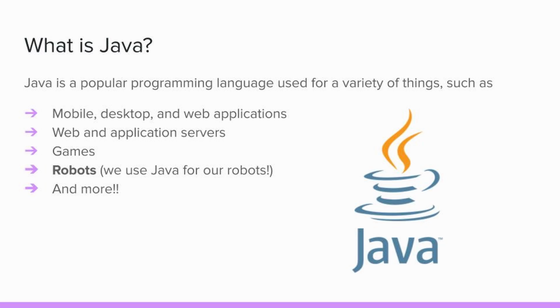So, what is Java? Java is a popular programming language and is used for a variety of things, including mobile, desktop, and web applications, web and application servers, and games. We also actually use Java for our robots. Java has a wide variety of applications and is a great programming language to know.